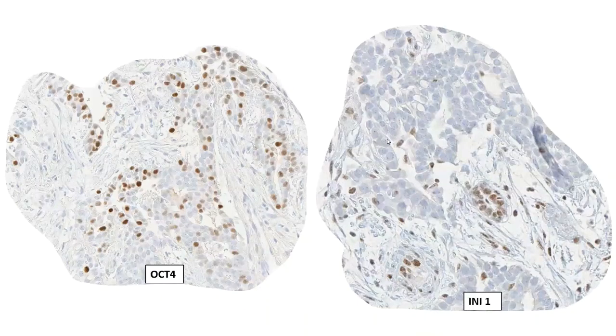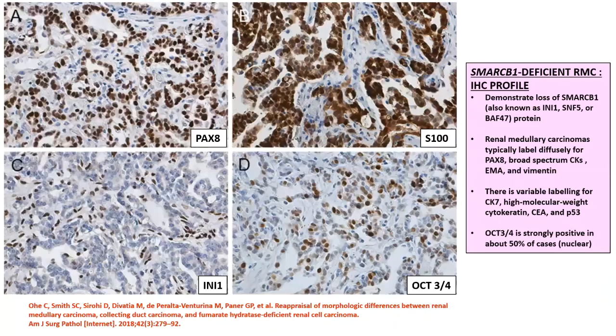Now, I said IHC, you have got two important markers. One is INI1. So if you compare these tumor cells with the background cellular element, especially the background renal tubules and the spindle cells, you'll see that those elements have retained expression of INI1, while your tumor cells are lacking INI1 expression. And as I said, 50% of these cases will show a weak to moderate positivity, sometimes even strong positivity, for OCT34. So you get expression of OCT34 in this particular case. So the overall morphology and the IHC favors a diagnosis of a SMARCB1 deficient renal medullary carcinoma.